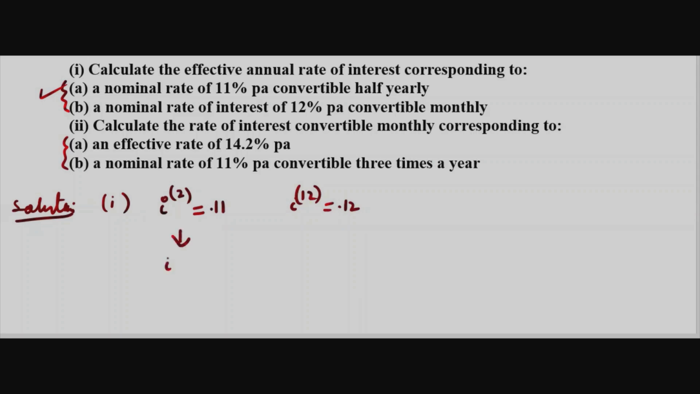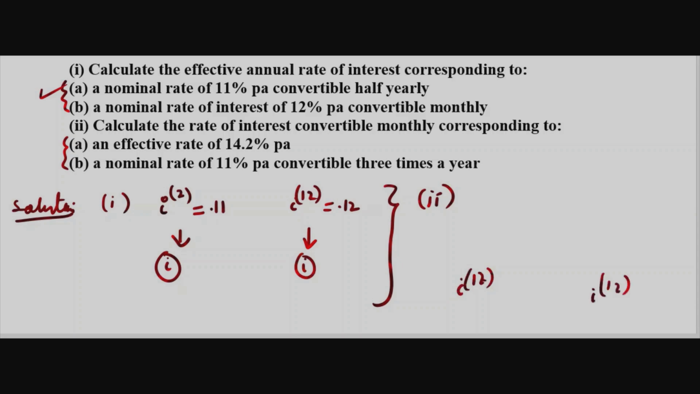So direct formula. You have to find I, direct formula. How about this? Calculate the rate of interest convertible monthly corresponding to an effective rate of interest 12% per annum. 14.2% per annum. So in part 2, you have to find I12. You need to find I12 here. In both of these, I is given here, and convertible three times a year. So what is given here in part B? I 1 by 3.